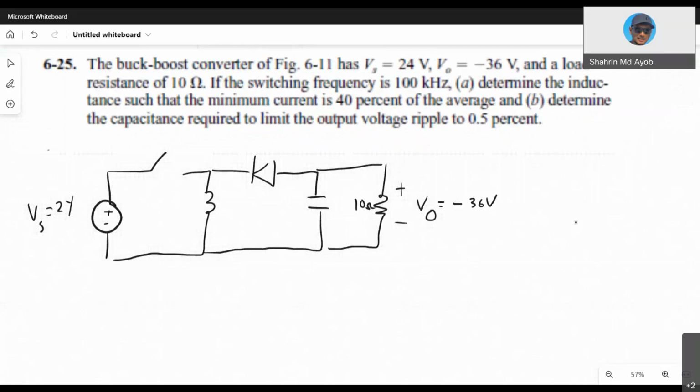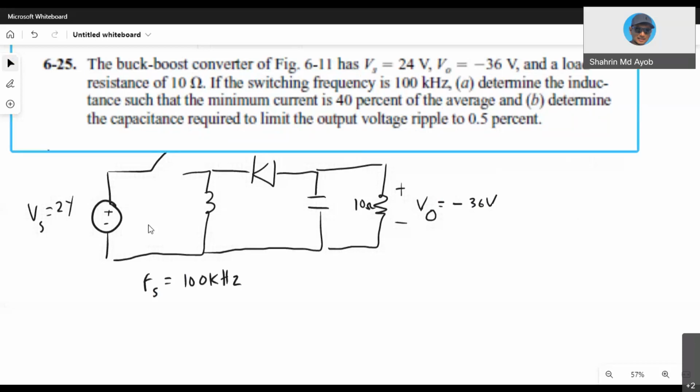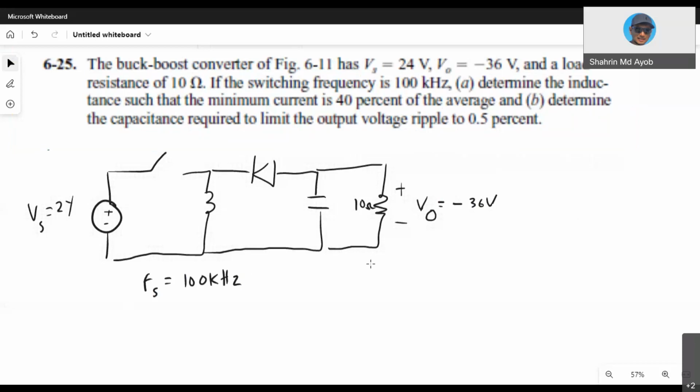The switching frequency is set at 100 kilohertz. Oh, it didn't give any values. Okay, it's fine. It didn't give you any values for the inductor, capacitor values, and so on. It only gives you the resistance. And then this is your switch on and off.